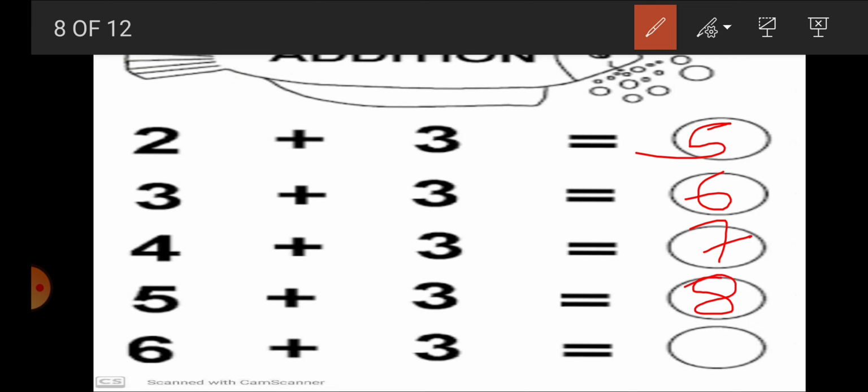Now the next sum is 6 plus 3. Now keep number 6 with you. Keep number 6 in your mind. After 6 comes 7, 8, 9. 9 will be the answer.